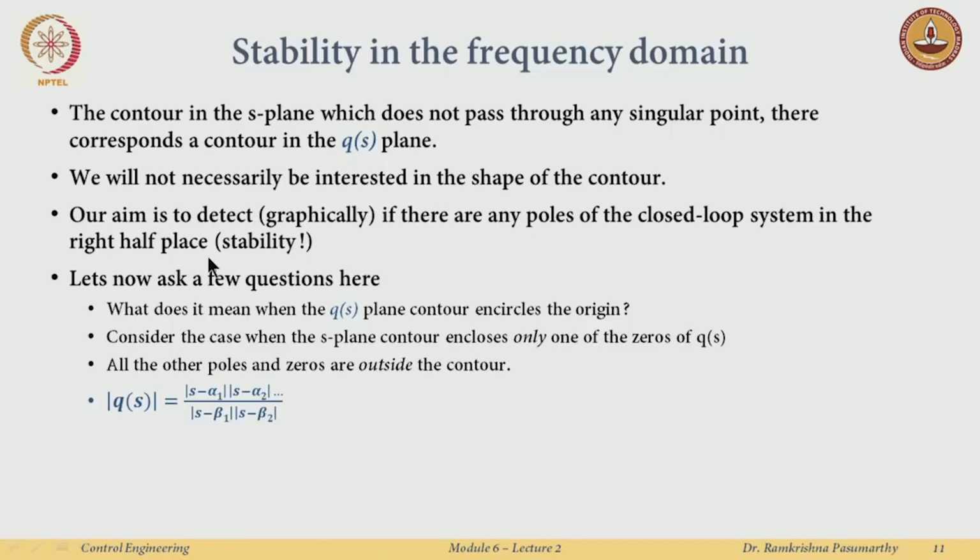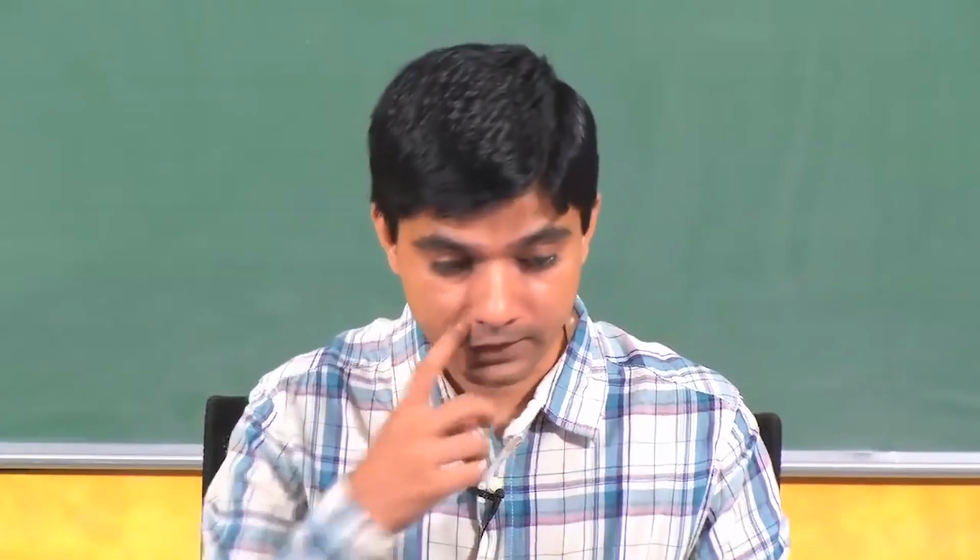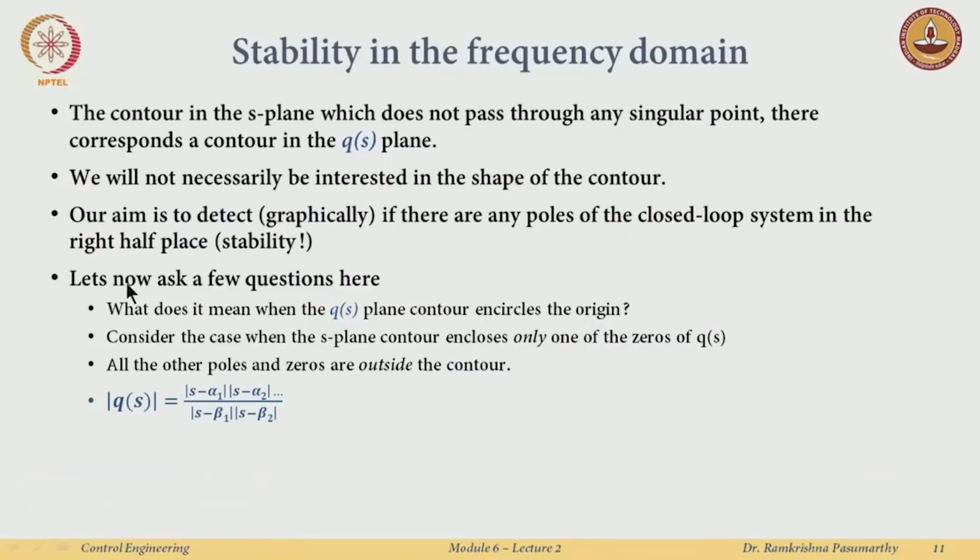Our aim here is to detect if there are any poles of the closed loop system in the right half plane. And when I detect this, there is a direct implication on stability. So, I do a trick where I ask myself a question: does there exist a pole on the right half plane? I do a graphical technique. If the answer is yes, the system is unstable; if the answer is no, the system is stable. Okay.